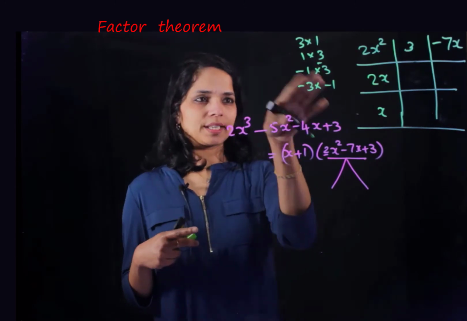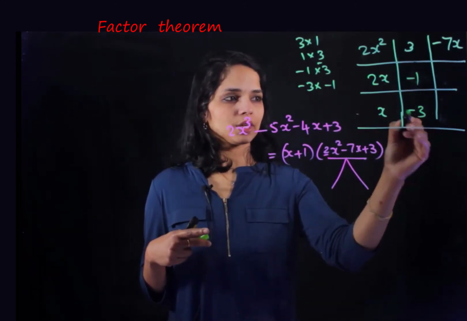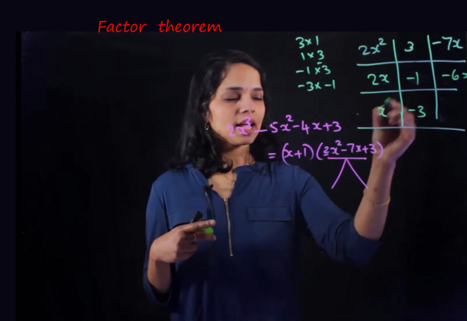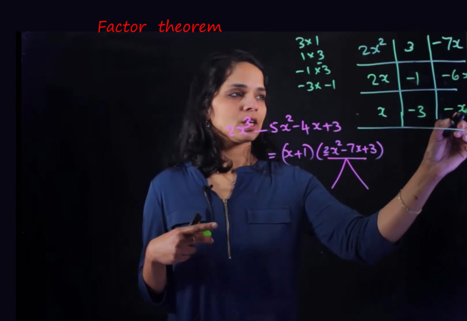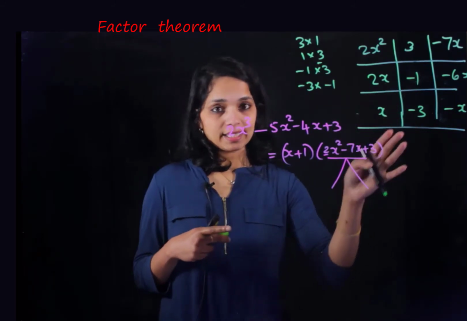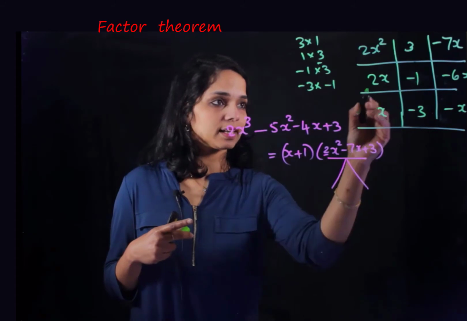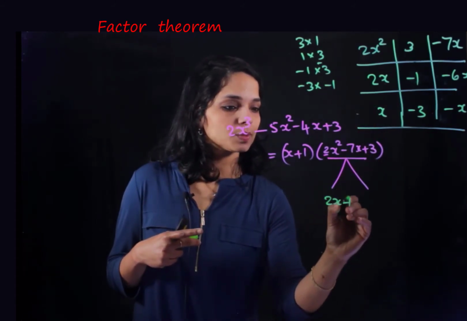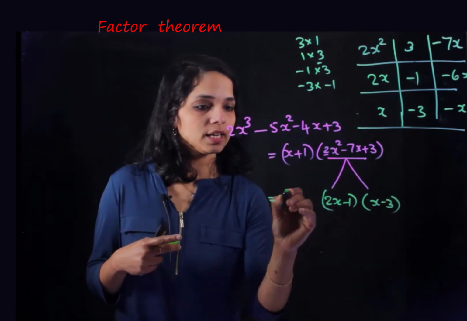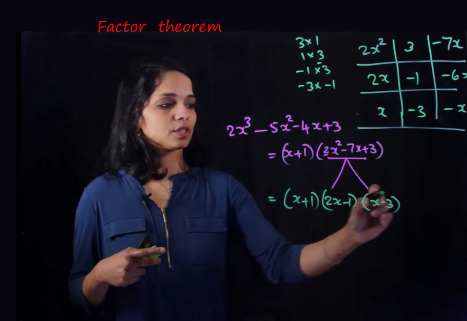So if we pay a little bit of attention in here, you can see that if I put minus 1 here and minus 3 here, it will work. 2x times minus 3 is minus 6x and x times minus 1 is minus x, which when we add gives minus 7x. So that's how we get the factors in here, and the factors of 2x squared minus 7x plus 3 is then write down those terms together, 2x minus 1 times x minus 3, and then we got x plus 1 previously using the factor theorem. So these are the factors.